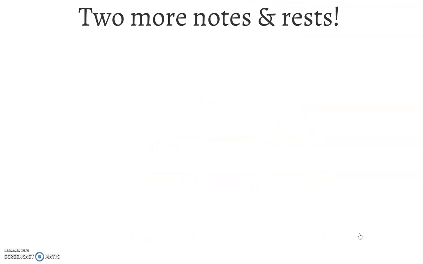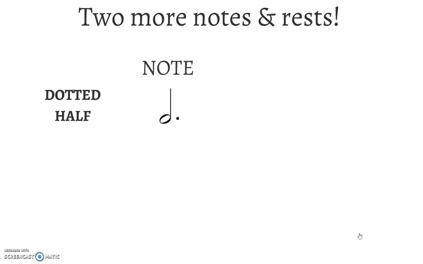All right, there are 2 more notes and rests that do not fit into the tree, but they're important. The dotted half, there is a dotted half note. It's a half note with a dot. Wow, bet you didn't see that coming. And the rest, half rest with a dot. These get 3 beats.